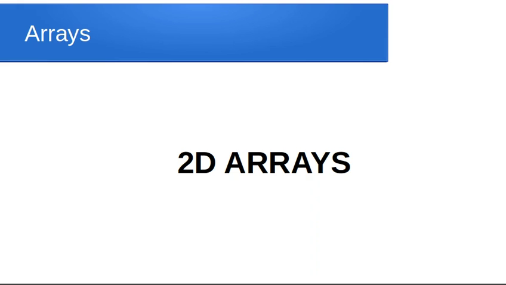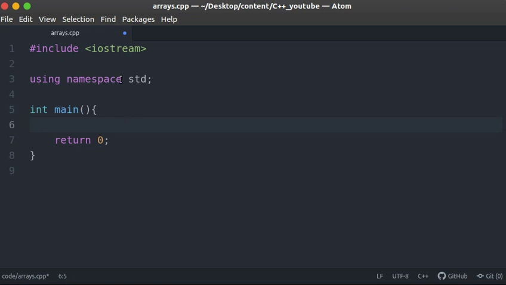So now let's get started with two-dimensional arrays. I'll simply open up my Atom here. I've created a simple C++ program, declaring the namespace, the iostream, and then the main function. Because we're going to be doing some input and output, I needed the iostream up there. Okay, now let's go ahead and actually create a two-dimensional array.